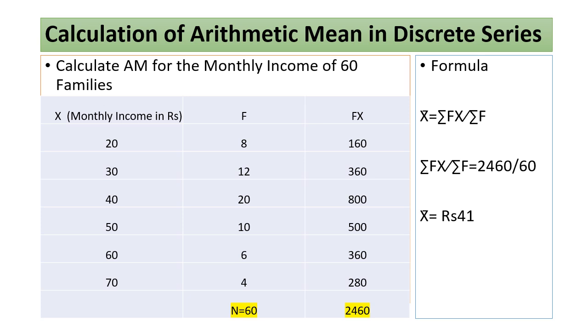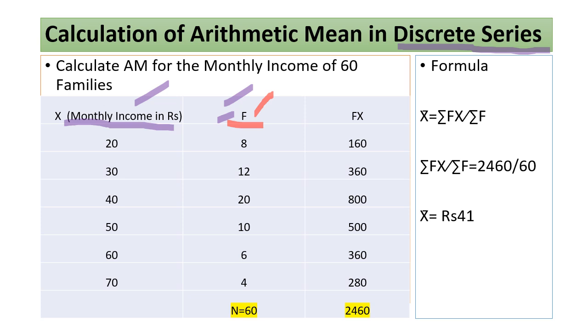Moving ahead, let's now have a look at the way arithmetic mean gets calculated in a discrete series. Now in a discrete series, we know that there are going to be two columns. One column is going to be of the values of the variable that we are dealing with, and the second column is going to be of the frequency. Frequency is nothing else but the number of times that particular value is repeating itself.